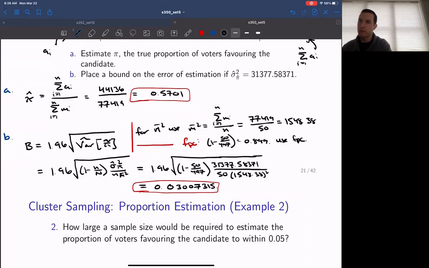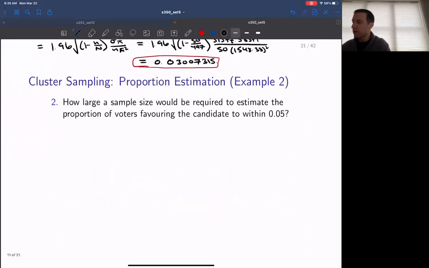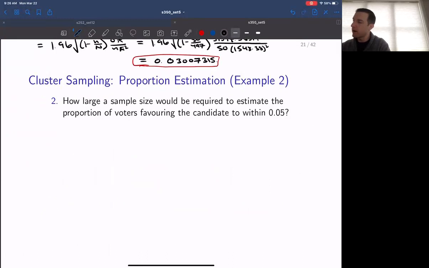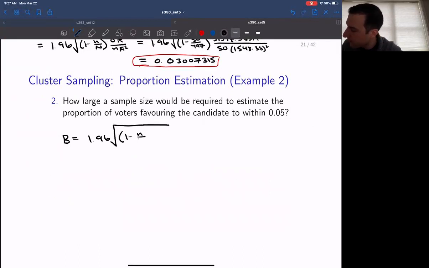So of course, if we wanted to turn this into an interval, we would just take 0.57 and add and subtract 0.03007. Example number 2 asks how large a sample size would be required to estimate the proportion of voters favoring the candidate to within 0.057. So we have B is equal to 1.96 multiplied by the square root of (1 minus little n over capital N) times sigma squared pi over little n, right?